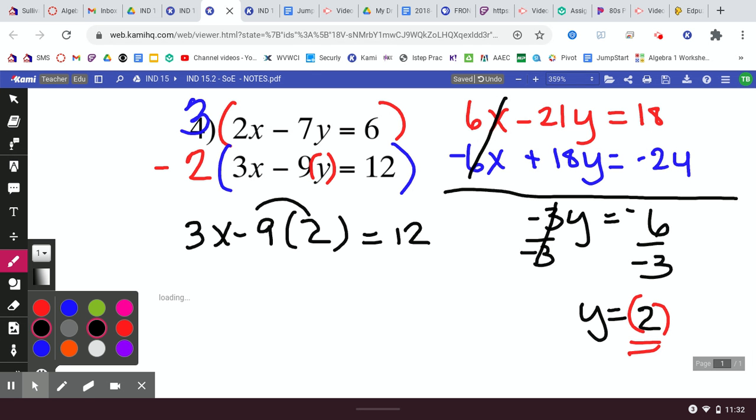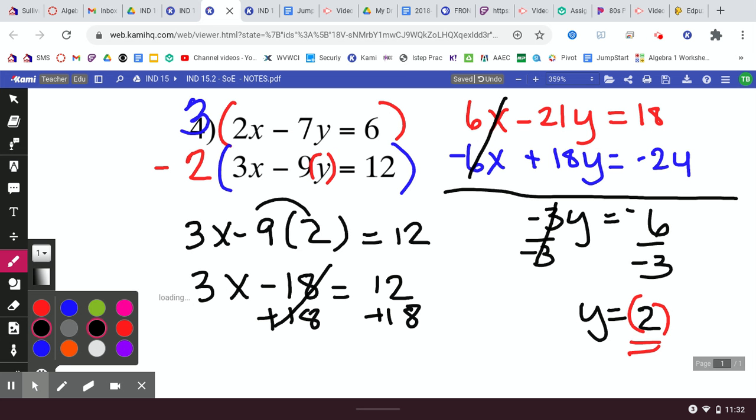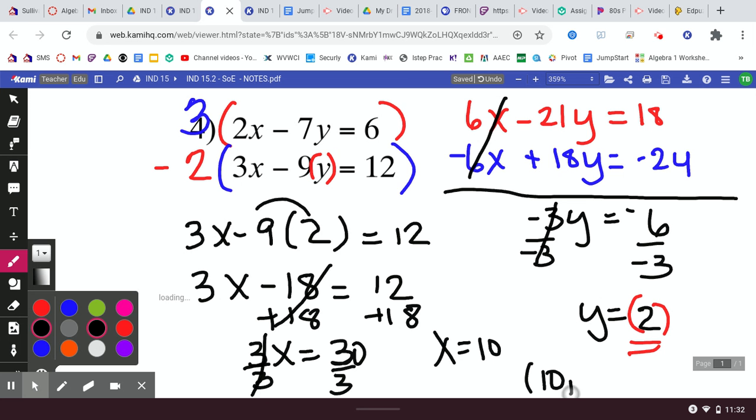And of course, I'm going to distribute first. So I get 3x, -9 times 2 is -18, equals 12. I'm going to add 18 to both sides because I want to get all of the whole numbers over to the right. So that leaves me 3x equals 12 plus 18 is 30. Now I divide because it's attached by multiplication, and I get x equals 10. And then my last step is to write my answer 10, 2 as an ordered pair.